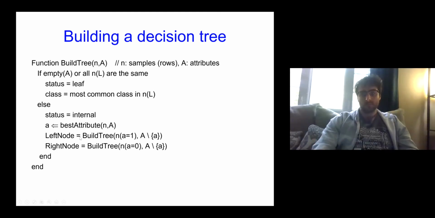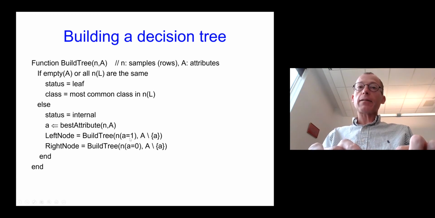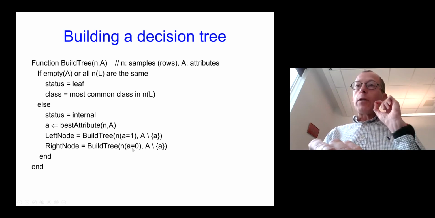So once we do that, we split the samples into two sets. One is the set where the answer to the question that we selected, which is this small a, is yes. This goes to one side. And the other is a set where the answer to this question is no. And we do something else.